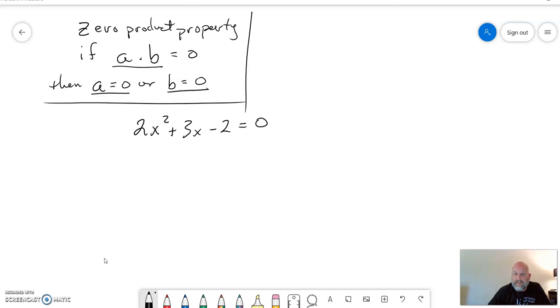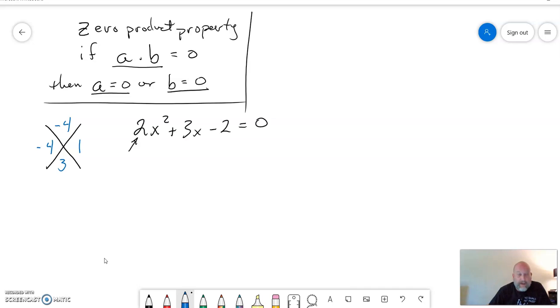In this particular example, the leading coefficient is not a 1. If that was a 1, this would be a much shorter process, like the last example I did in the previous video. However, that's not a 1, which means we have to go through the entire master product and grouping process. So if I draw my magic X here, my master product is 2 times negative 2, so that's a negative 4. And then the sum I want is 3.